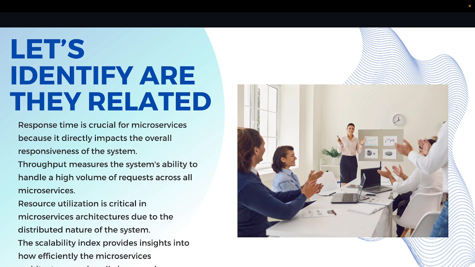For throughput, microservice architecture emphasizes modularity and independence, with each microservice responsible for a distinct set of tasks. So throughput measures the system's ability to handle a high volume of requests across all microservices. And resource utilization. Each microservice instance consumes resources such as CPU, memory, and network bandwidth. So it is critical in microservice architecture due to the distributed nature of the system.